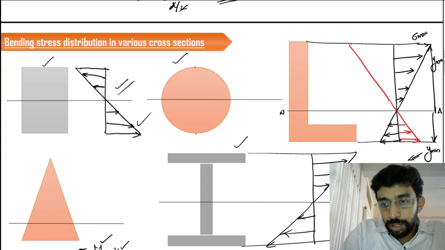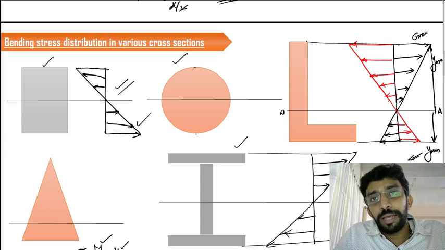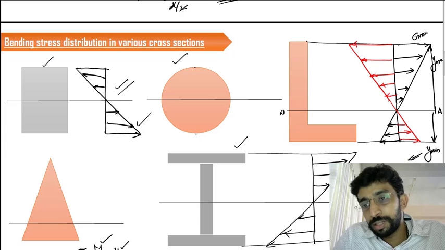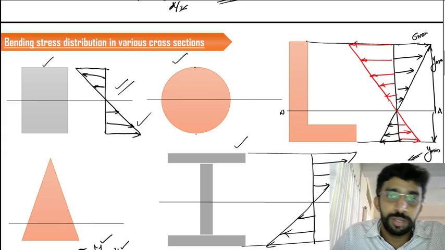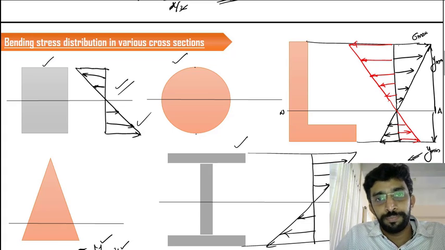This red color distribution indicates that the top fiber is in compression and the bottom is in tension, and the black indicates that the top fiber is in tension and the bottom fiber is in compression. That's how you have to read these two different cases. But the values obtained here and here are both the same.